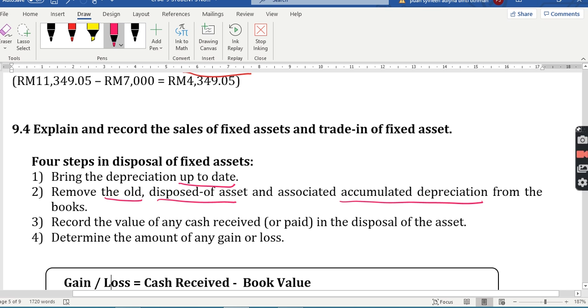After that you need to record any cash amount that you receive from the disposal, because disposal doesn't mean that you just leave it by the roadside. Disposal can be you are trading in the asset or you are selling the asset for a certain amount of money. The money that you receive from that disposal must be journalized in the general ledger. From there we can determine whether we have gain or loss during the disposal of the asset.